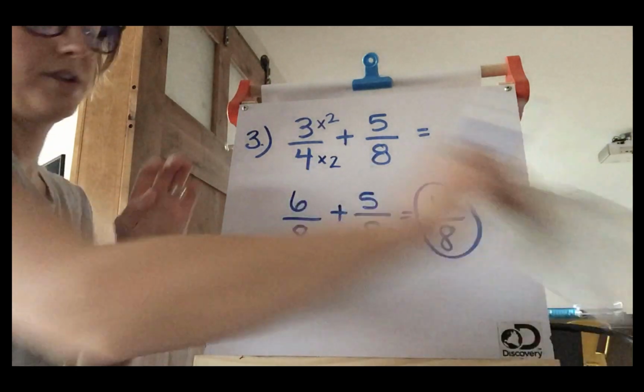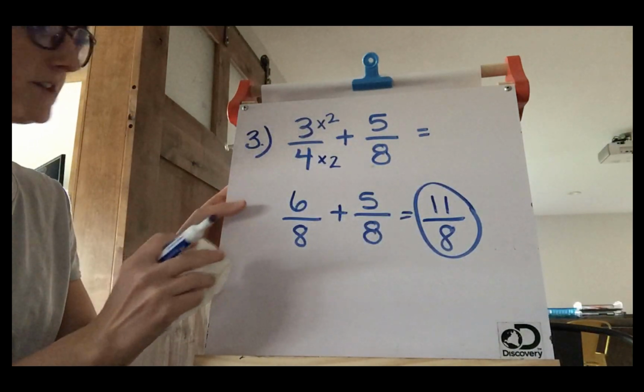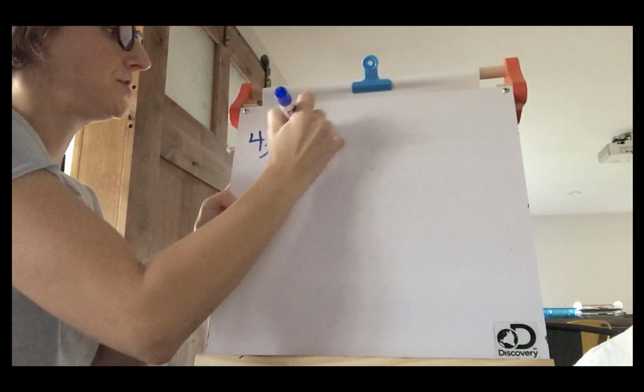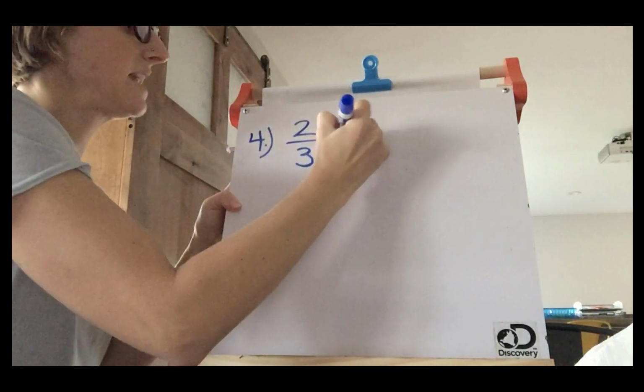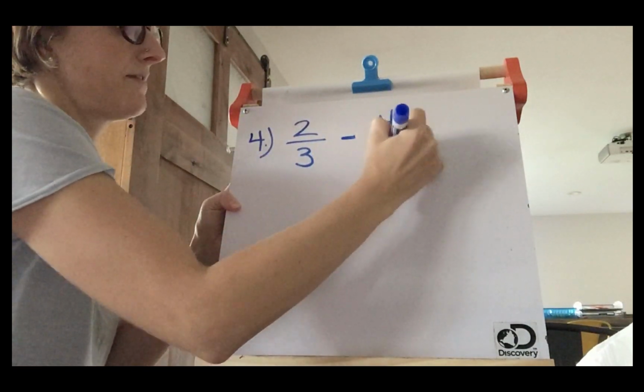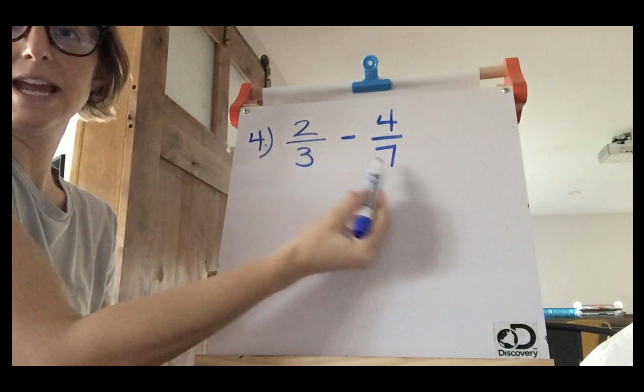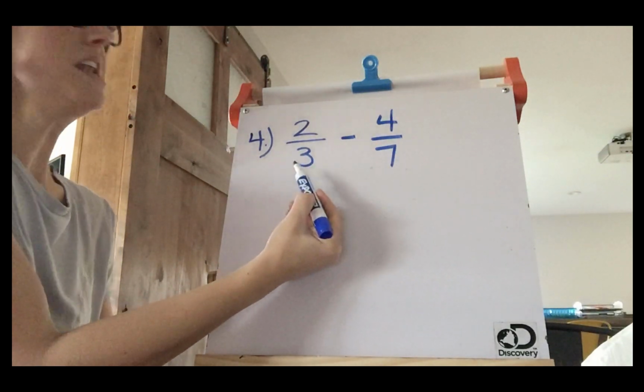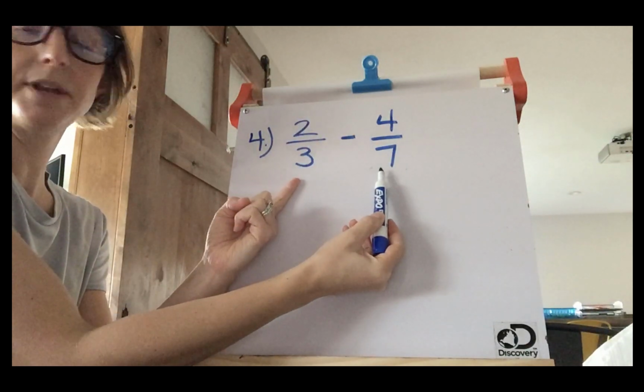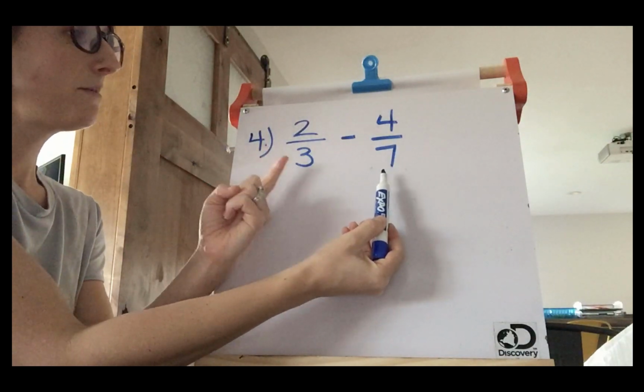Let's do another example. So example 4 for this lesson, we have 2/3, and we're going to take away 4/7. Now, do I have like fractions here? No, so I need to find a common denominator, and that's a common multiple my denominators share.